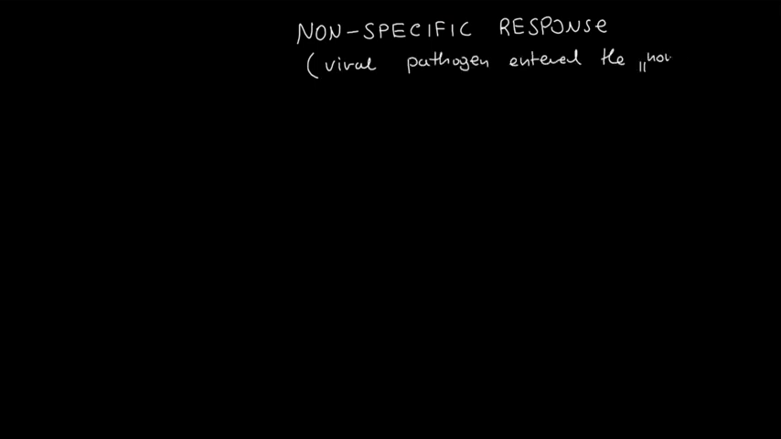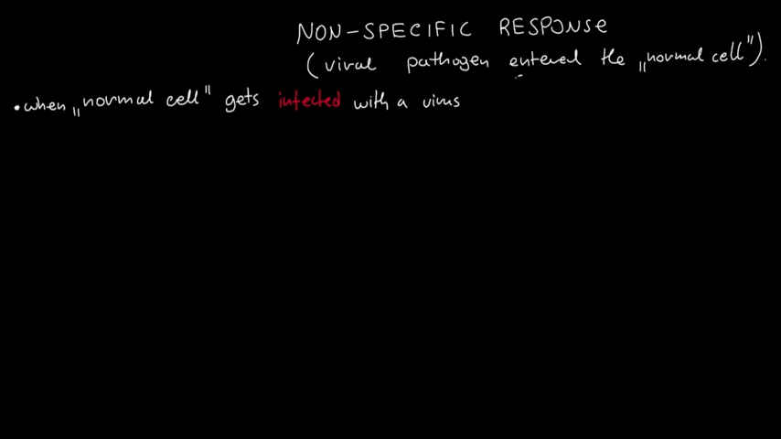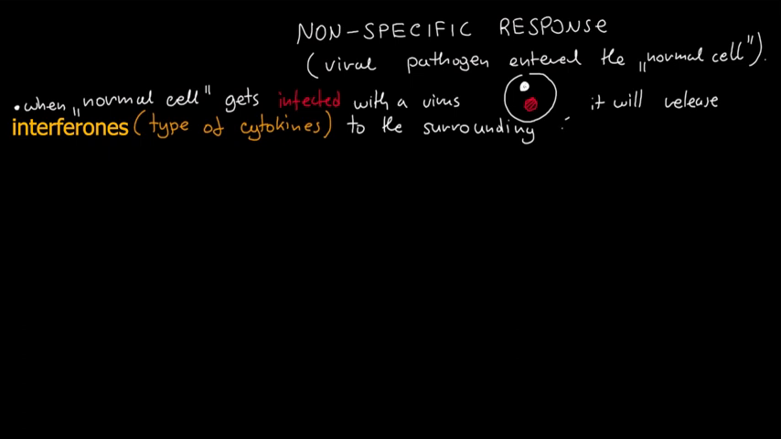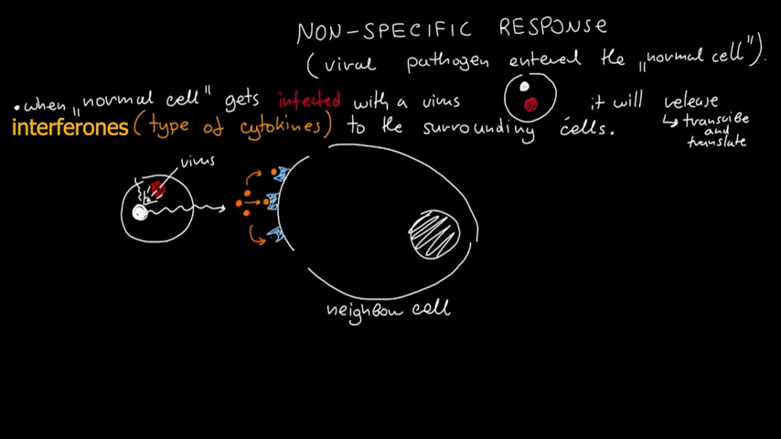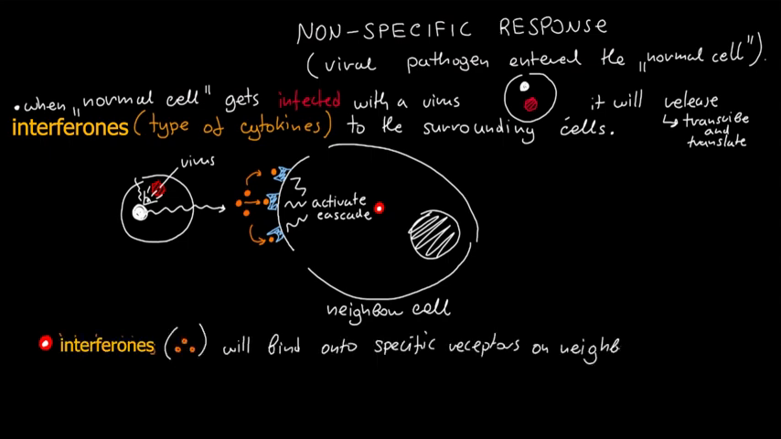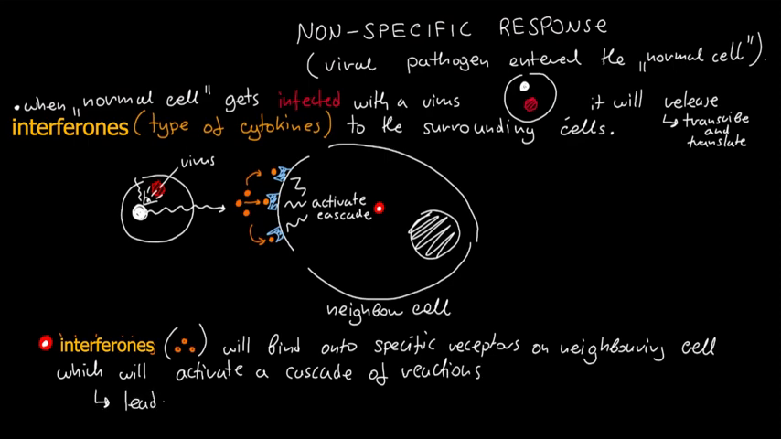And one more thing left for non-specific response. Let's say that a viral pathogen entered the normal cell. So our normal cell got infected with a virus. In this situation, interferons, this type of cytokines, will be released from the infected cell to the neighboring cells. Those interferons will bind onto specific receptors on the neighboring cells and will activate a cascade which will prevent the viral transcription and therefore viral replication. So in general, we will basically shut down the transcription and translation of the neighboring cells, so that our virus will not be dispersed around the body any further.